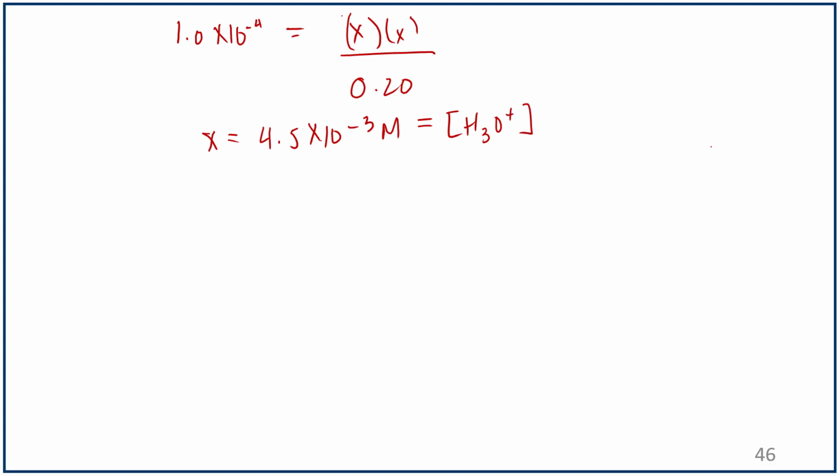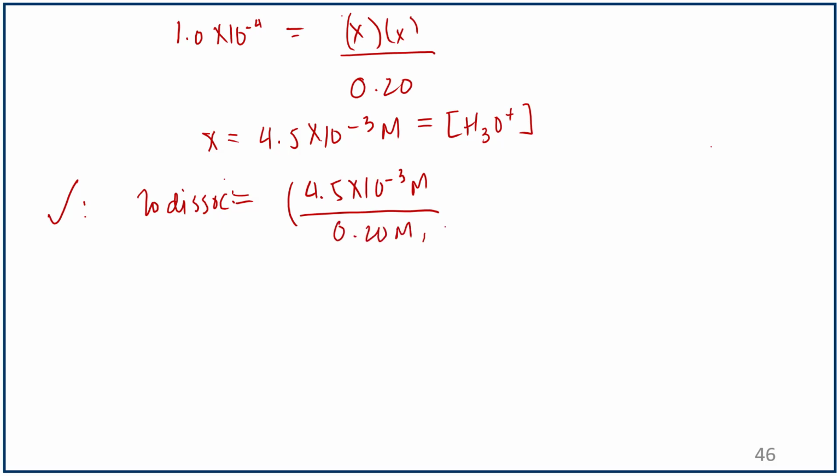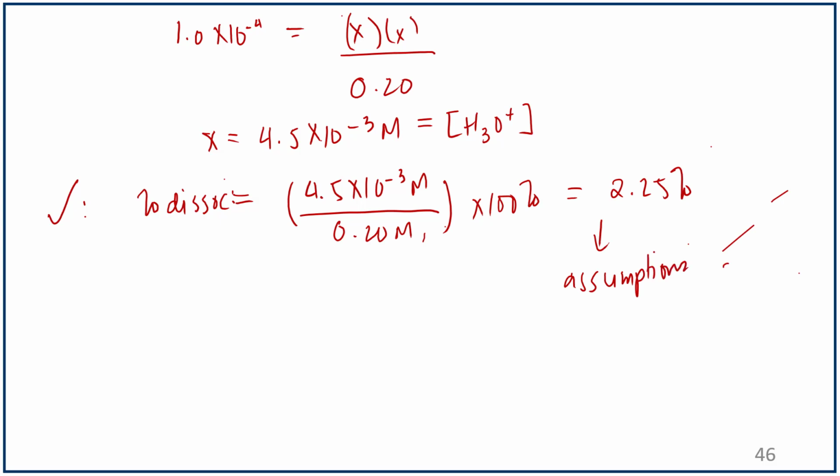Okay, but again let's check if our assumptions are valid. So check first, calculate for percent dissociation, and that will just be equal to 4.5 times 10 to the negative 3 molar divided by 0.20 molar, times 100%. We have a percent dissociation equal to 2.25% or 2.3%, which means that our assumptions are good. You don't have to do the quadratic formula anymore.